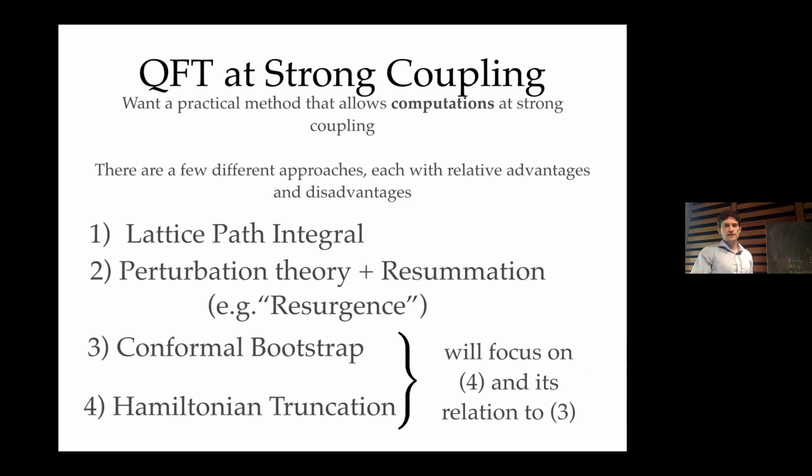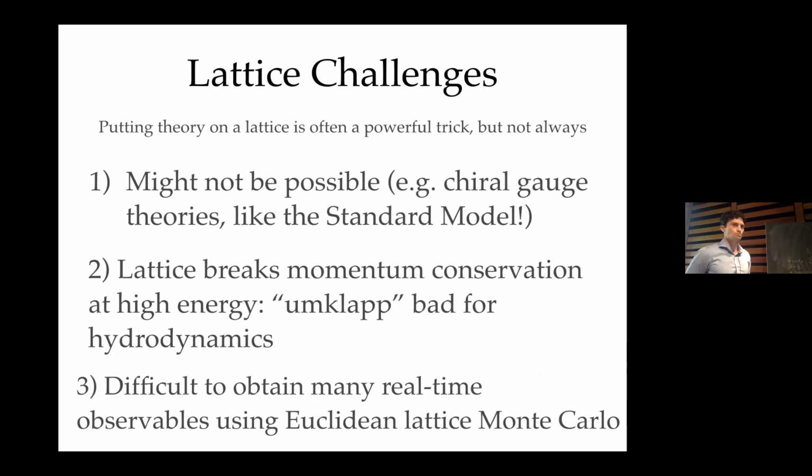But before I get into that, I want to mention just a few words about why you might like to have a complementary approach to the lattice. So lattice field theory is a very powerful method, but it does face some challenges. It's not always possible to put a theory on the lattice. Probably the most important example of this is chiral gauge theories. Chiral gauge theories are very interesting. They're also the world we live in. The standard model is a chiral gauge theory.